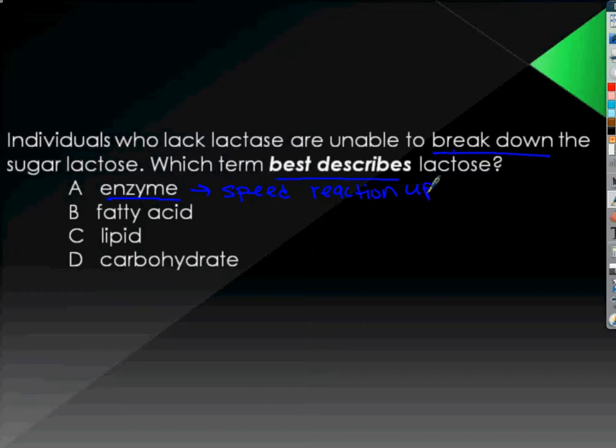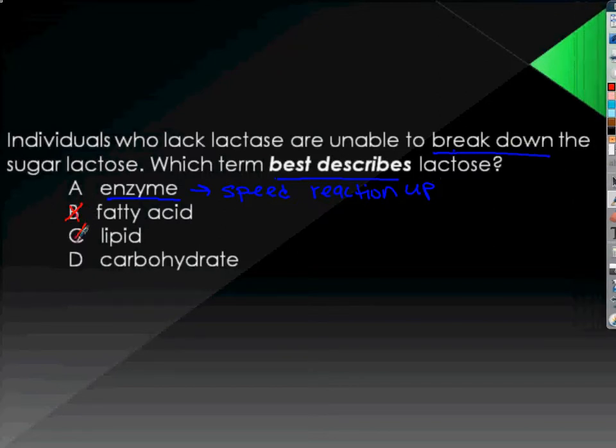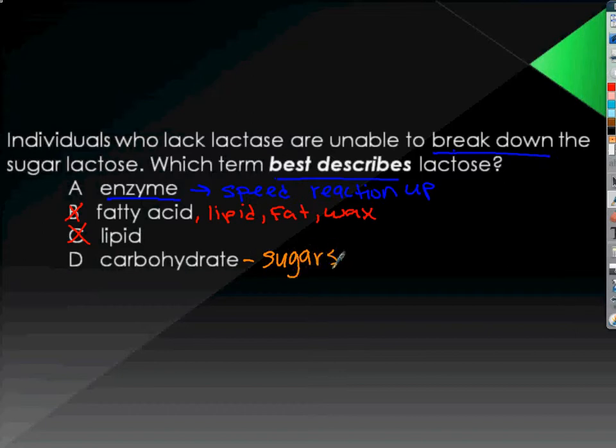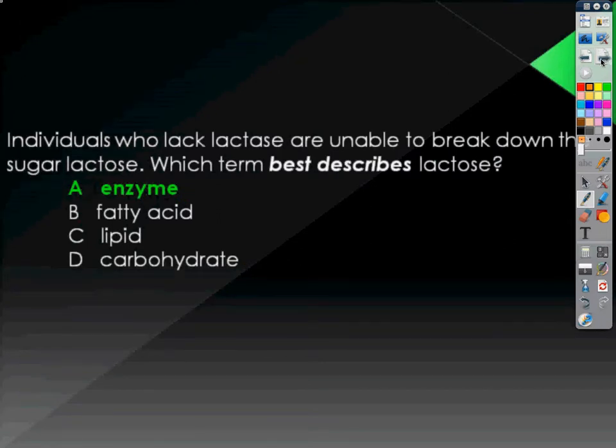Okay. Fatty acid and lipid are actually the same thing. Fatty acid, lipid, fat, wax, those are all the same thing. And then carbohydrate, well, that's going to be when we're talking about sugars. All right. So we're talking about speeding up the breakdown of something. We're talking about enzyme. And so A is the correct answer.